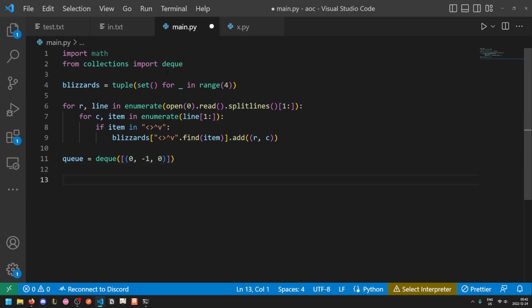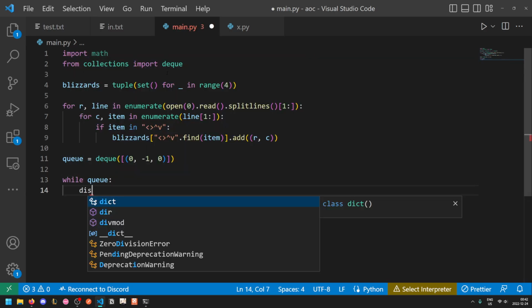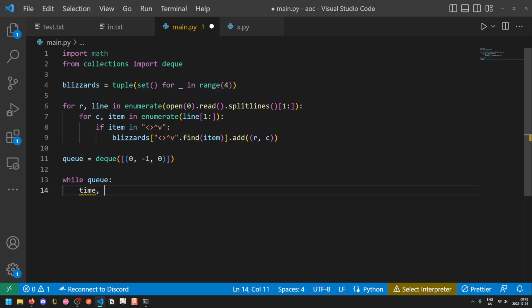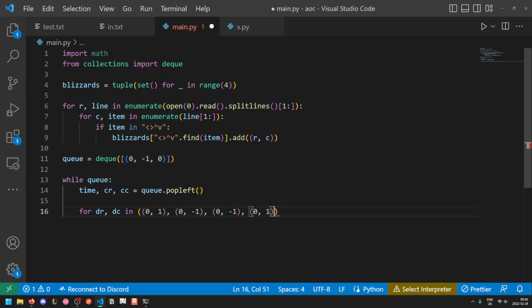So now we just do the standard queue-based BFS implementation. While queue, distance, or I guess time, because we could be waiting in the same spot, time, current row and current column equals queue.popleft. Okay, so now we consider each of the possible next states. So for dr, deviation in row and deviation in column in all of the possible moves. So that'll be move to the right, move to the left, move up, move down, and stay in the same space. For each of these, we will first test if it is our target.